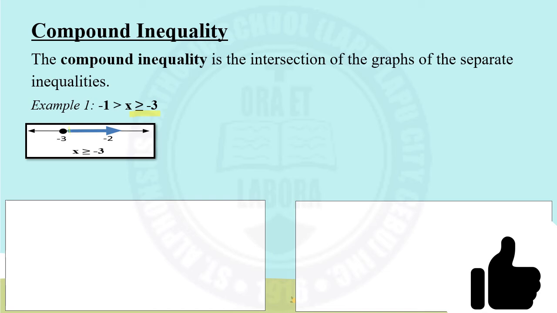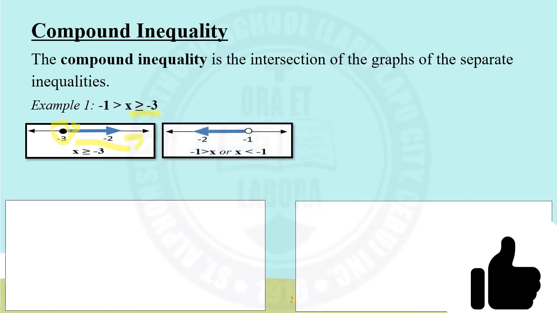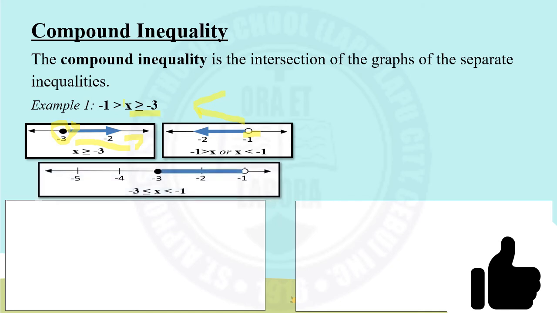Now, the first thing that we need to do is to graph the two separate inequalities. So first, let's graph x is greater than or equal to -3. That means we will use a shaded circle and it's going to the right. While the second inequality, we have x is less than -1, or -1 is greater than x. So that means we will use an open circle and it's going to the left since x is less than -1.